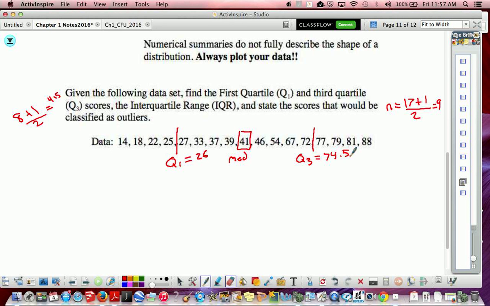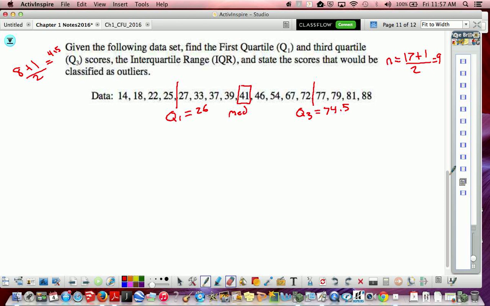So I have Q1 and Q3. Are you guys okay with how I did those? Just median, median, median. Do the median of all the data, median of the lower half, median of the upper half. So now, interquartile range, IQR. Simply Q3 minus Q1. So 74.5 minus 26. Is that 48.5? Am I going too fast? No? Okay, good.